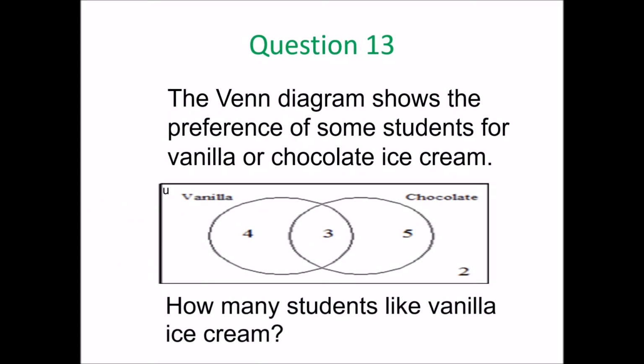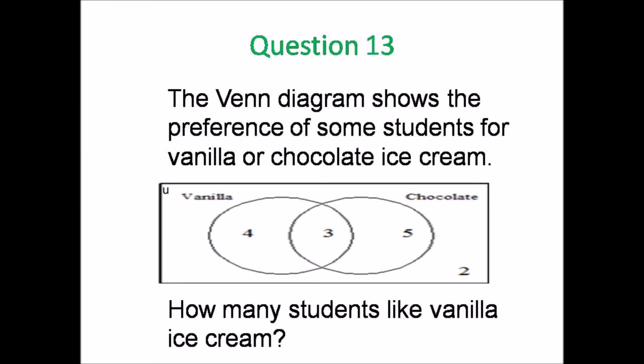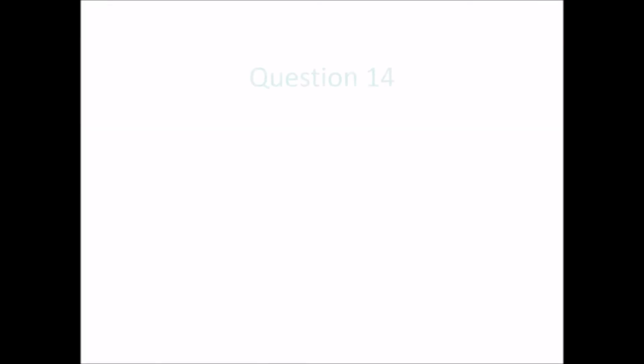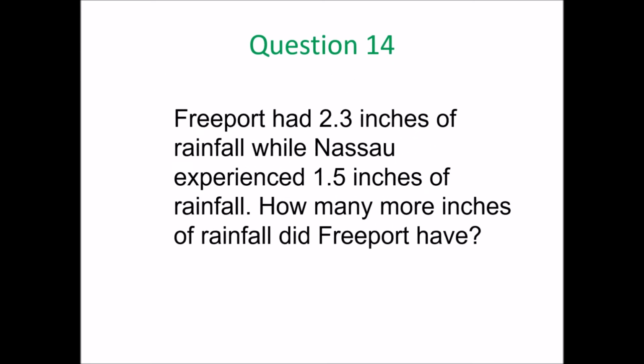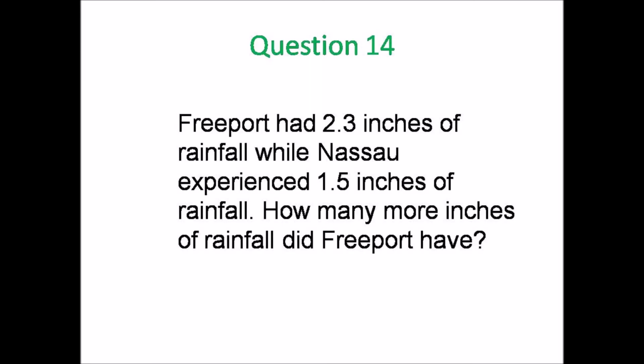Question 13. The Venn diagram shows the preference of some students for vanilla or chocolate ice cream. How many students like vanilla ice cream? Put an answer. Got it? Question 14. Freeport had 2.3 inches of rainfall while Nassau experienced 1.5 inches of rainfall.